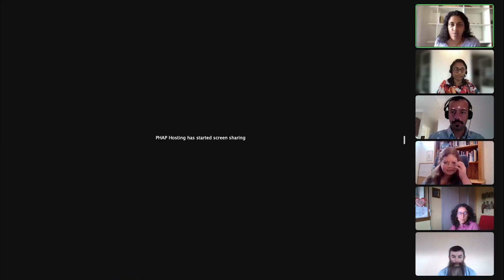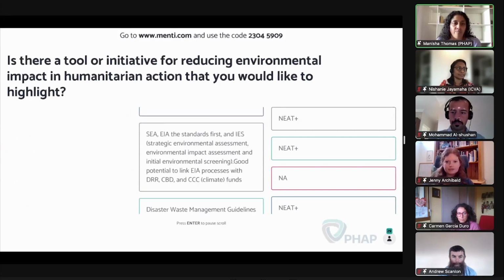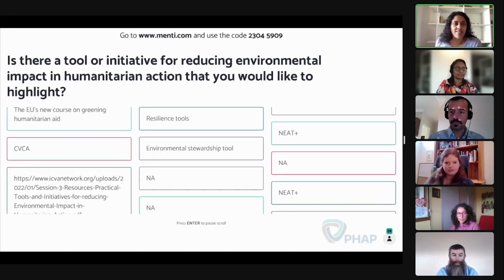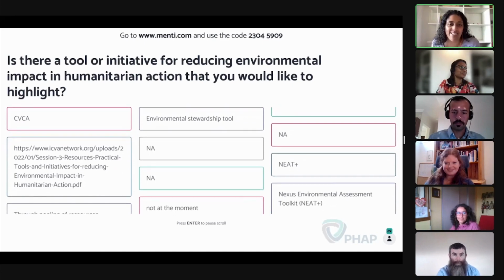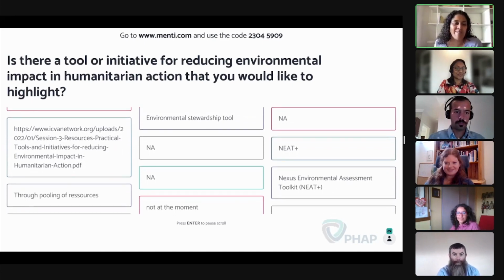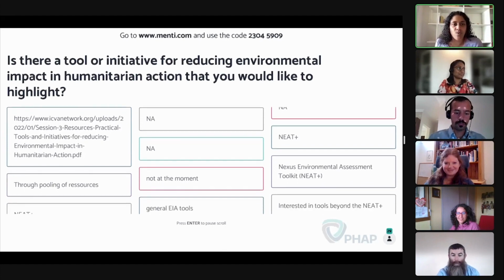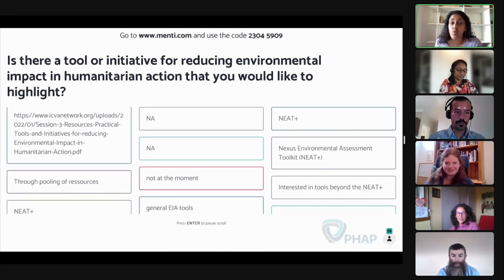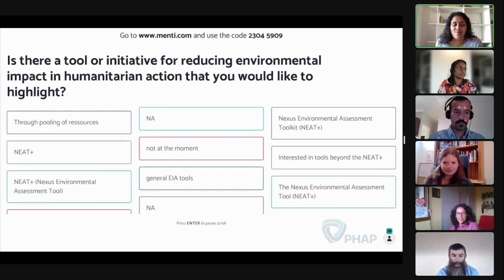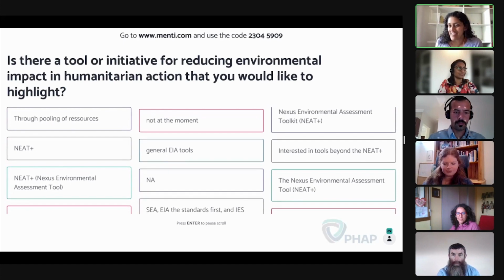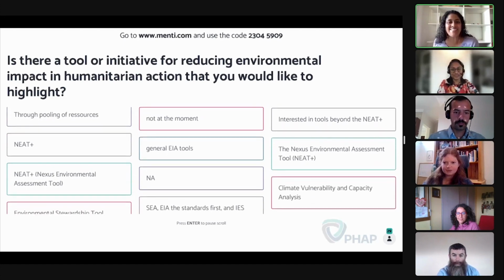Before I turn to our first speaker, we are going to take a quick look at the Menti results to see what some of those initiatives that many of you have been working on have been looking at. So we've got NEAT Plus. I still don't know what that stands for, so I apologize, unless it's Nexus Environmental Assessment Toolkit. Thank you for whoever spelled that out. There's the pooling of resources. There is the interest in tools beyond the NEAT Plus. General EIA tools, environmental impact assessment tools is my guess on that one, I'm hoping.